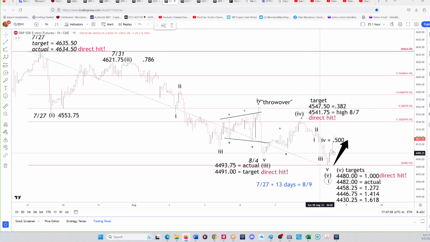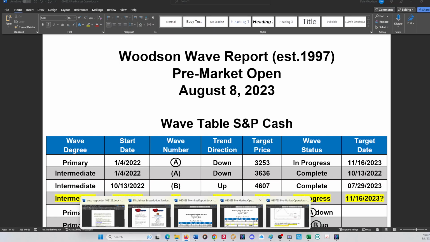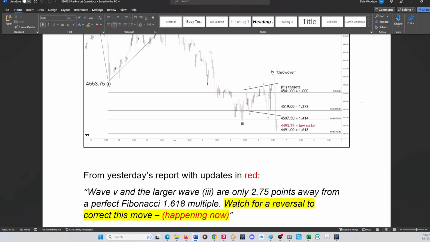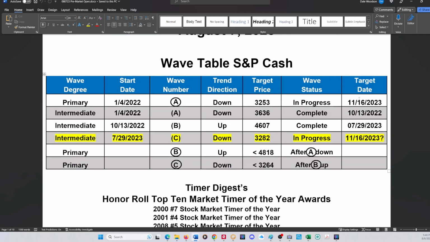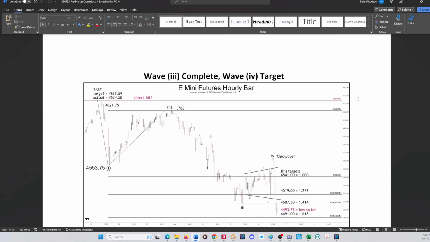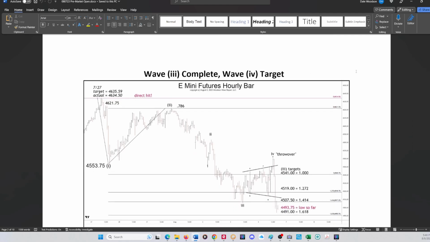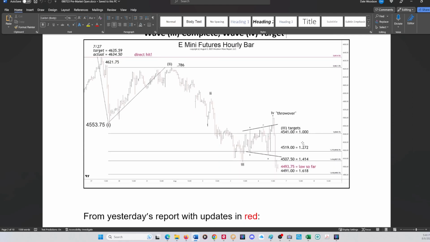And then we were looking for wave 5 down. I want to show you guys our reports if I can. This was the one yesterday. I believe this was the pre-market open, and you can see there wave 3 down was complete. We're looking for wave 4 targets here.